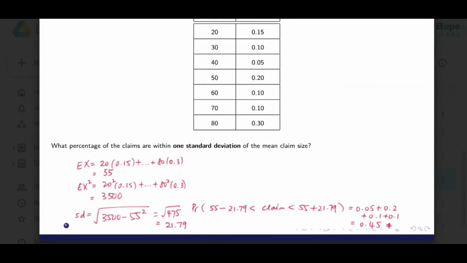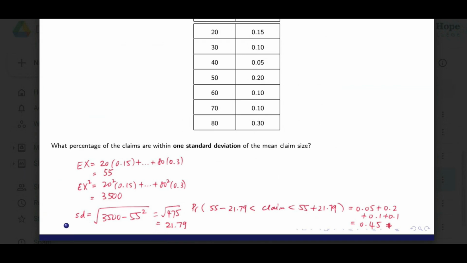So EX, first of all, like that. I didn't even want to write everything out. You should have gotten 55 as your expected claim amount. Then automatically go find EX squared, which is square all the x's scaled by the probabilities. That gives you EX squared. SD is the square root of the variance. To find the variance, you just take EX squared minus the expected value of X, squared.